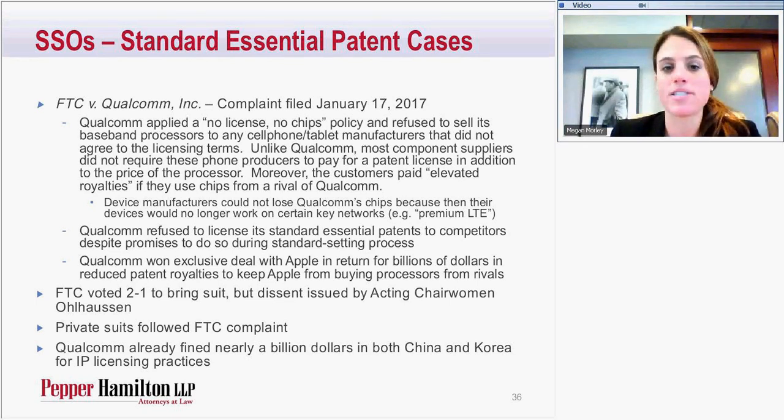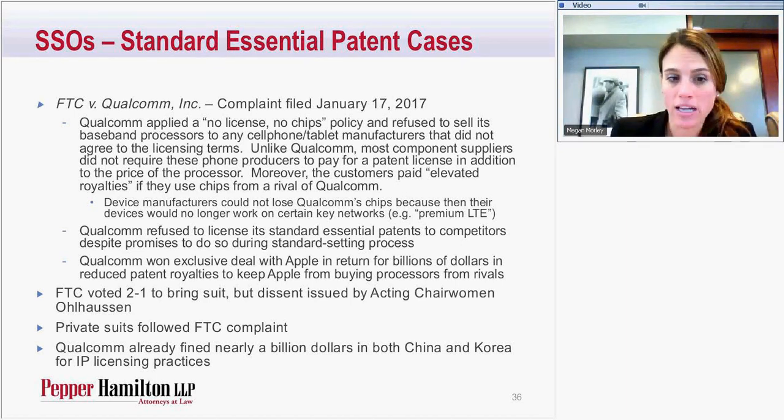And what the complaint went on to say is, unlike Qualcomm, most component suppliers did not require these phone producers to pay for a patent license in addition to the price of the processor it was buying. And what it was saying was that these customers paid elevated royalties if they used chips from a rival of Qualcomm. That was actually part of the terms as well. And part of this complaint was that device manufacturers could not lose Qualcomm's chips because the devices would no longer work on certain networks, such as a premium LTE.